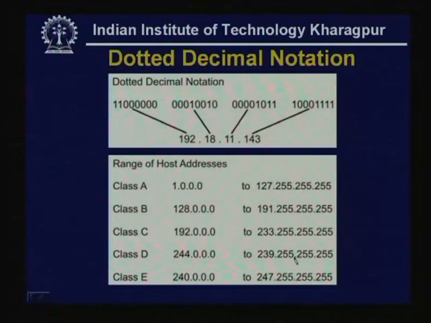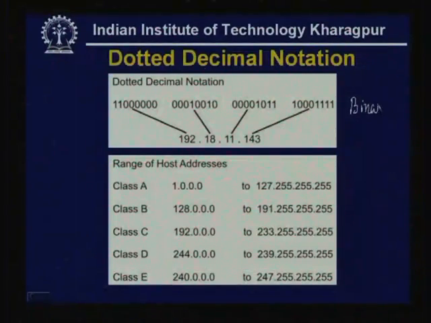There are 2 ways you can write an IP address in binary form, where you have a sequence of 1s and 0s. For convenience, as you can see, it has been divided into 4 octets, each of 8 bits. Then another notation which is commonly used is known as dotted decimal notation.